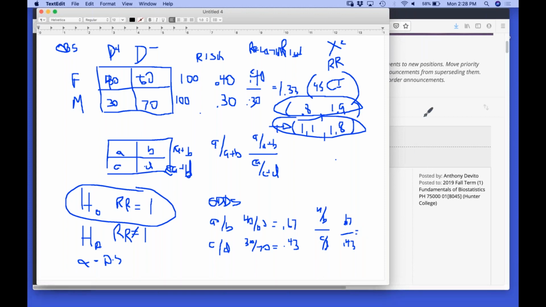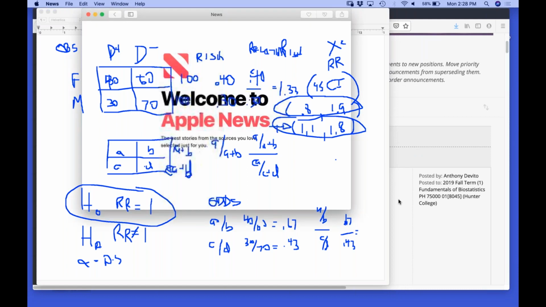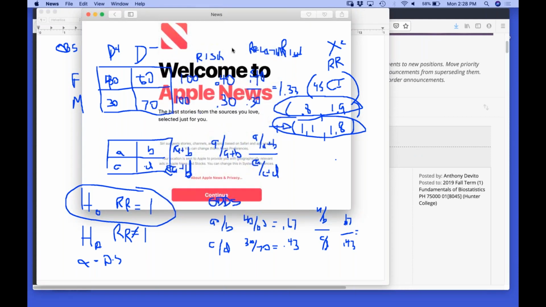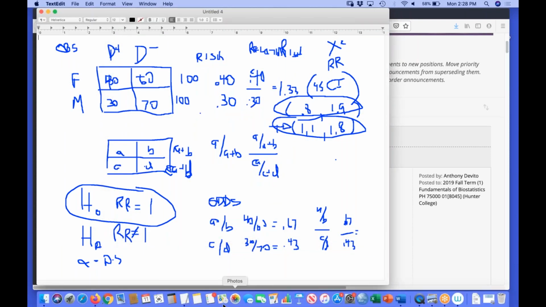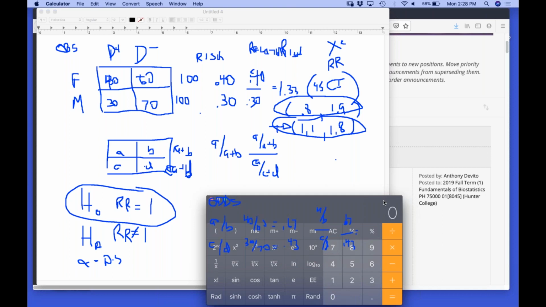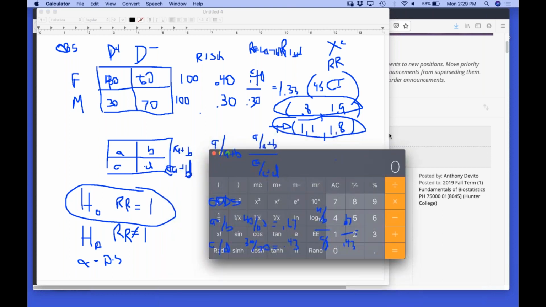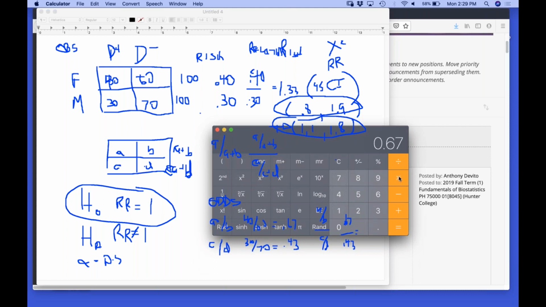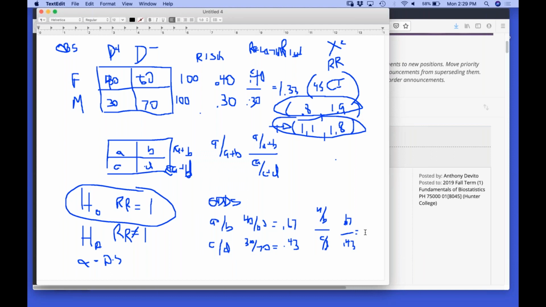Let me get my calculator back. Uh-oh, what did I do now? Okay, let's see. 0.67 divided by 0.43. Normally I would not round until the very end, but I want to make this go as smoothly as possible. Normally, like on a test, you would say 1.56 or something like that. Okay, I'll say 1.56.